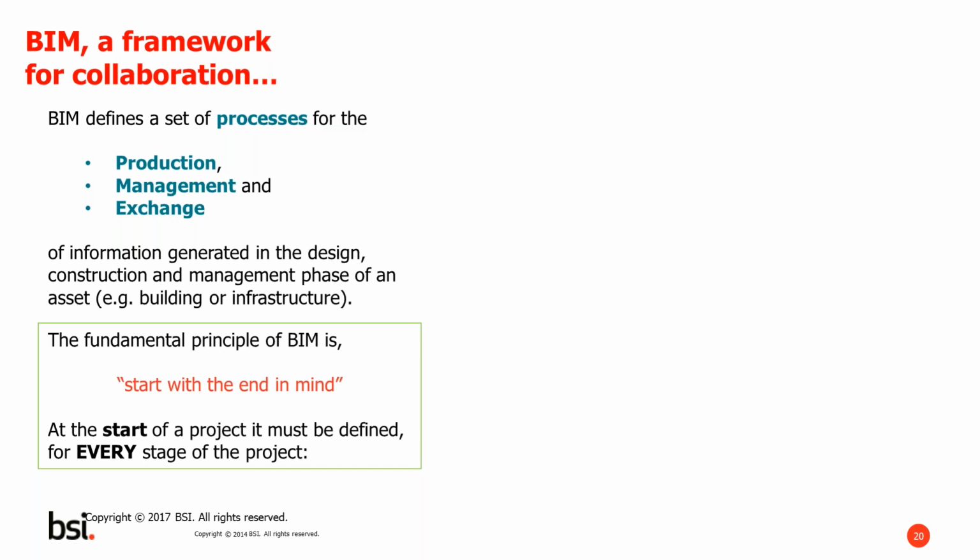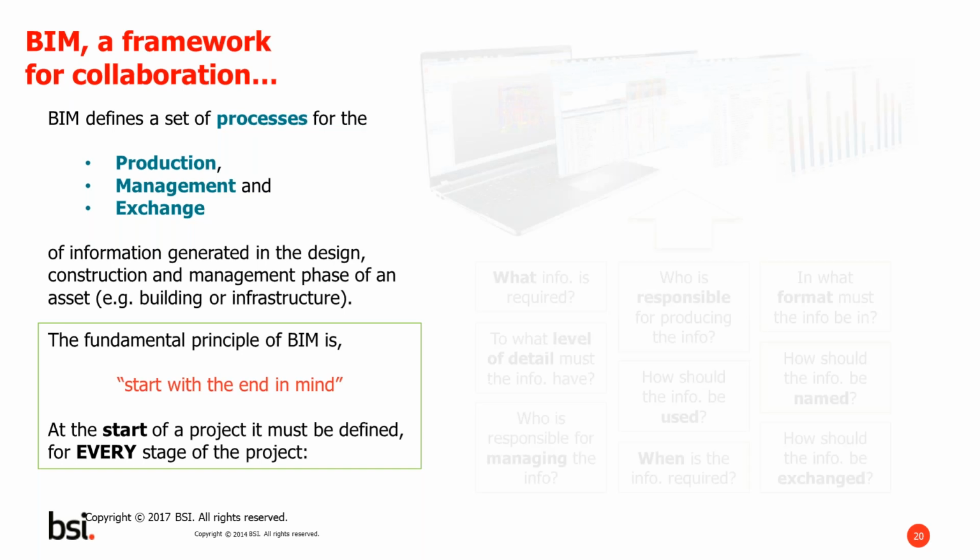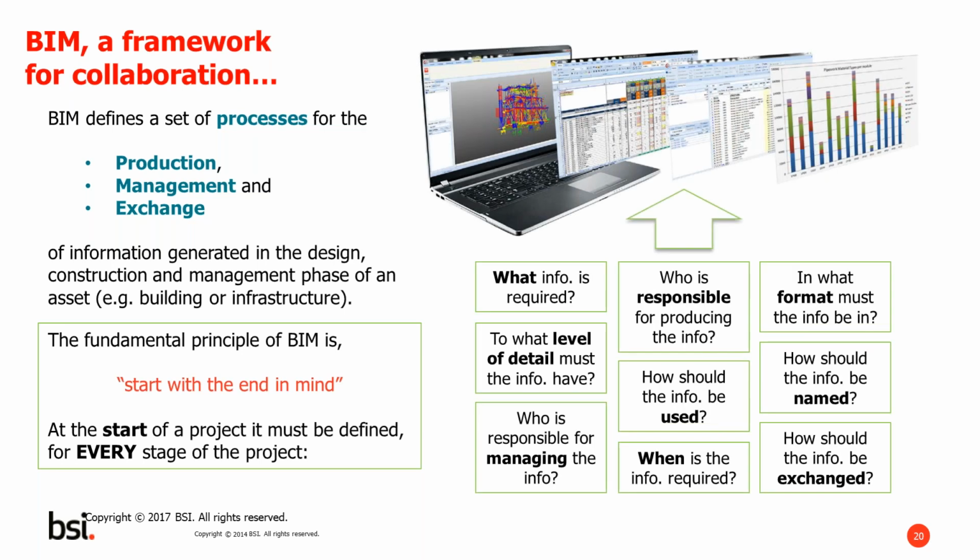So at the start of a project, it must be defined for every stage of the project what information is required, to what level of detail must the information have, who is responsible for managing that information, who is responsible for producing the information, how should the information be used, when is the information required, in what format must the information be, and how should the information be named, and how should the information be exchanged.